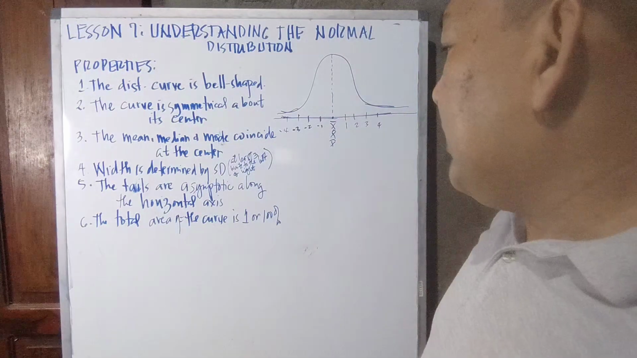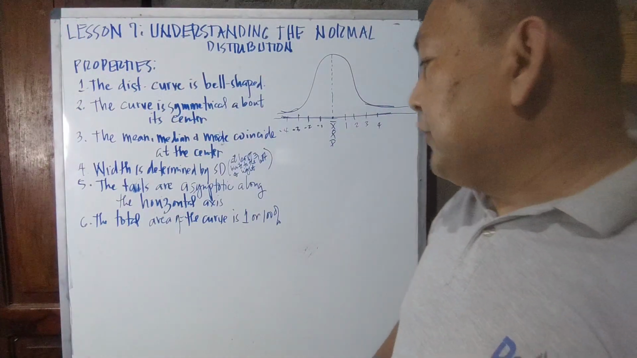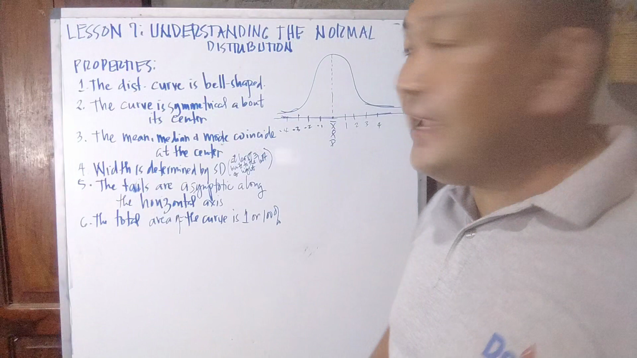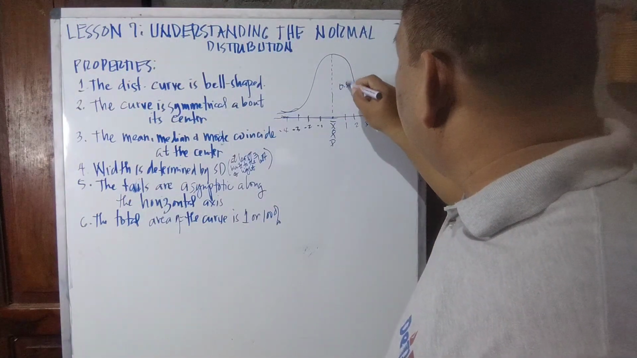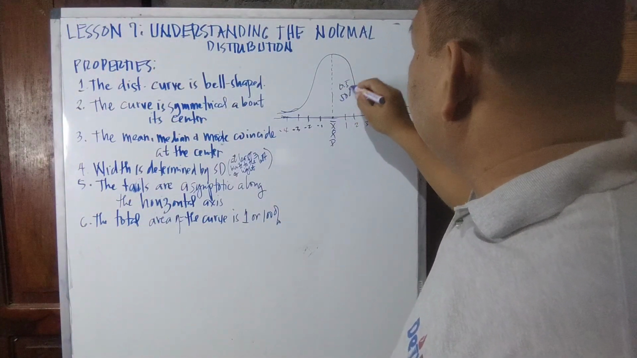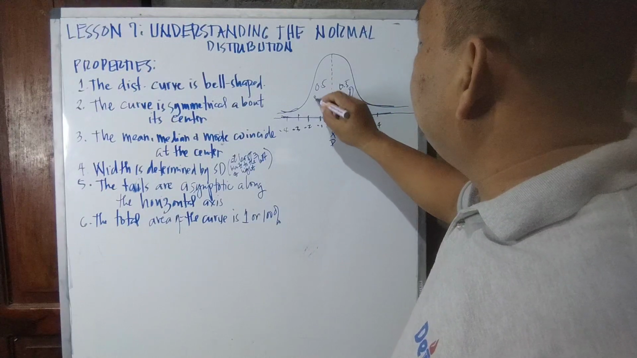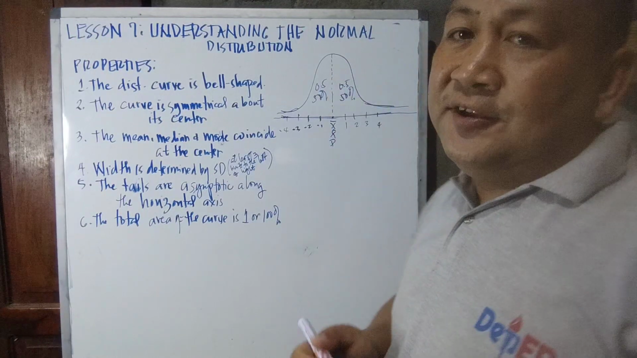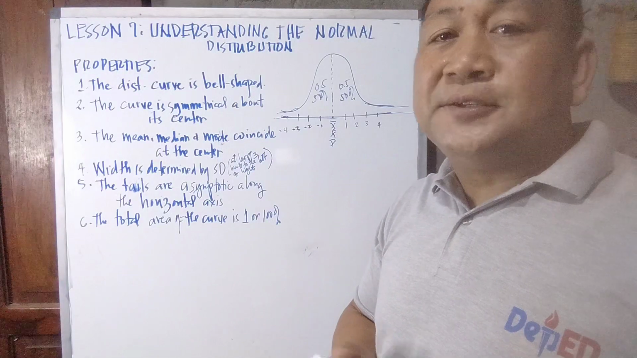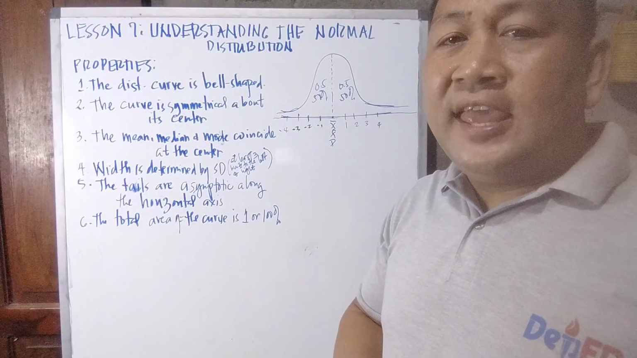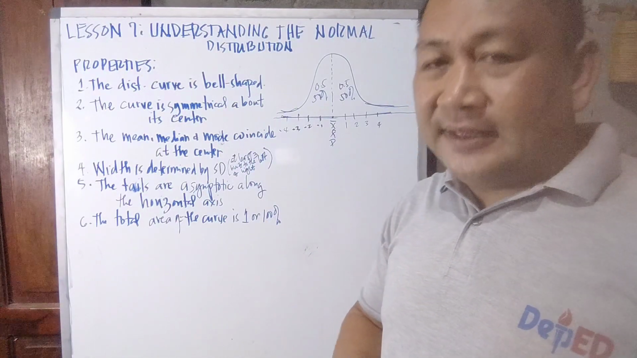And then the sixth one: the total area of the curve is 1 or 100%. So this is 0.5 or 50%. This is also 0.5 or 50%. So the total in whole number is 1 and the total in percent is 100%.